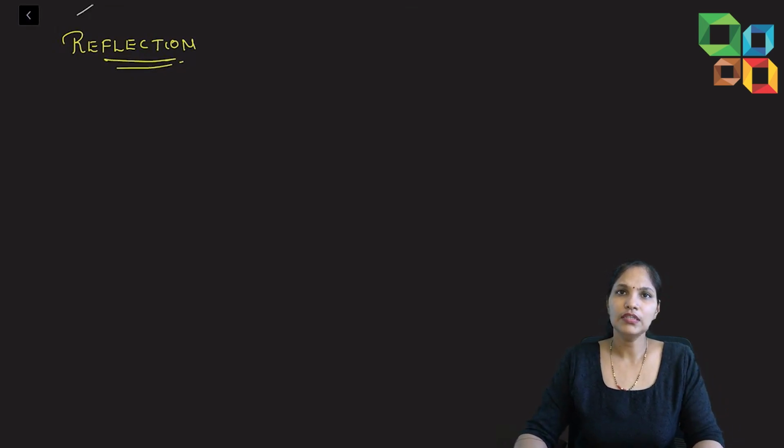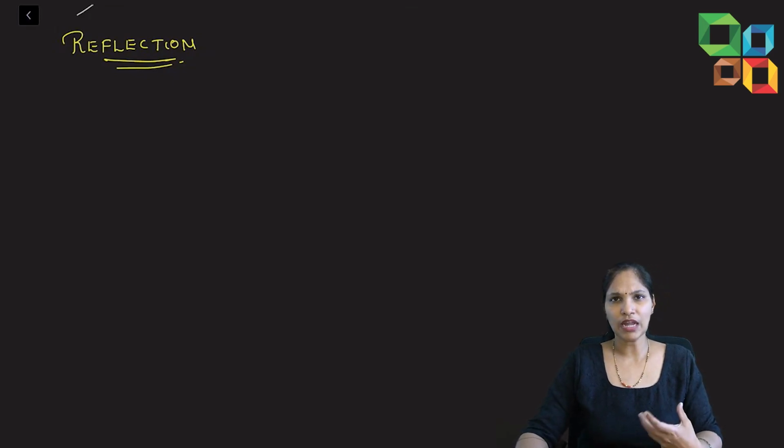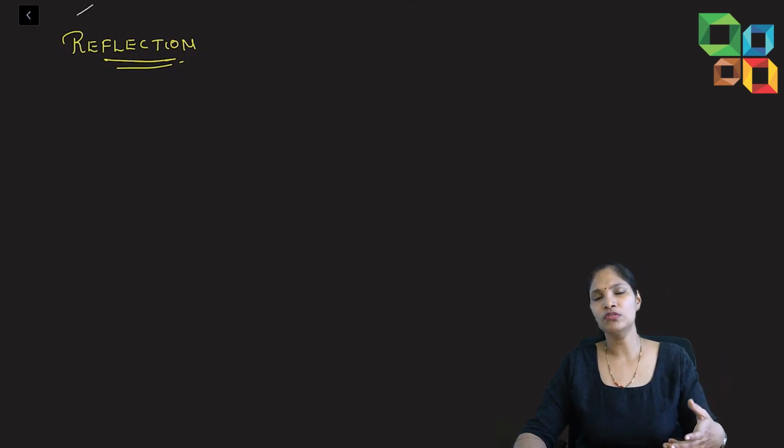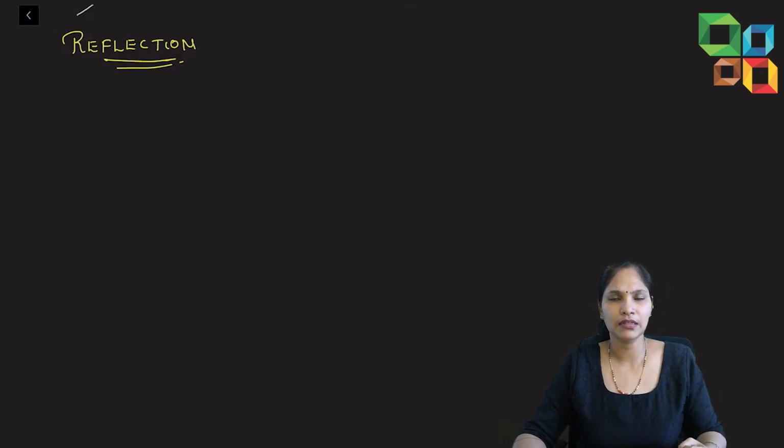Reflection is one of the phenomena exhibited by light, where light hits a surface and comes back to the same medium. After hitting the surface, it returns to the same medium. That phenomenon we call reflection. Like when you throw a ball at a wall and the ball comes back, light also does the same thing. That's called reflection. But reflection does not happen on all surfaces.